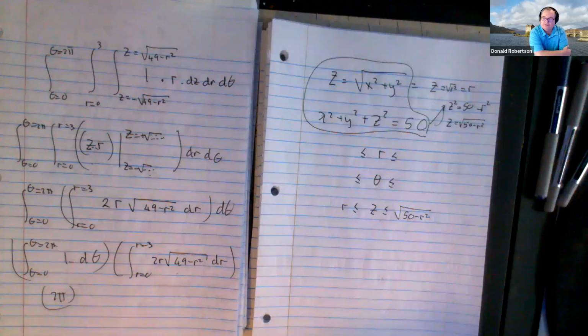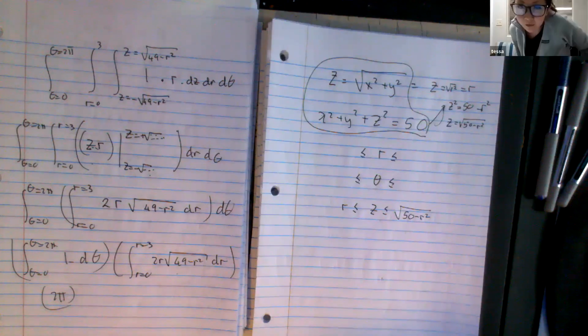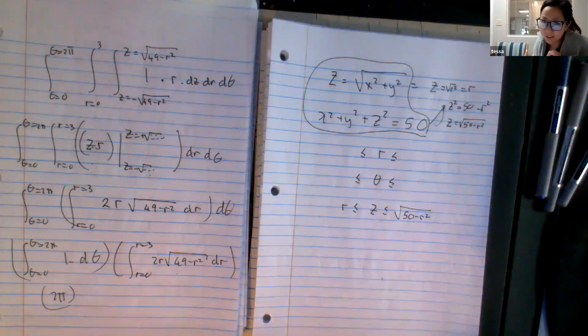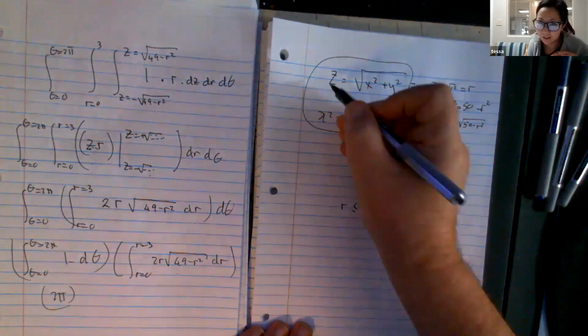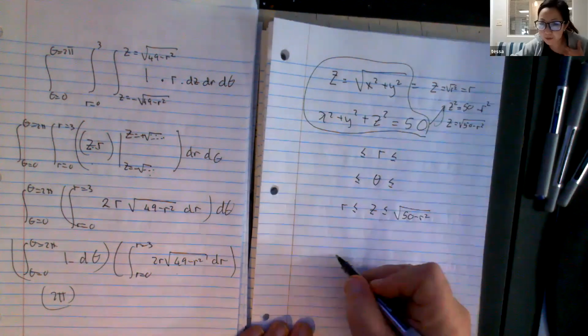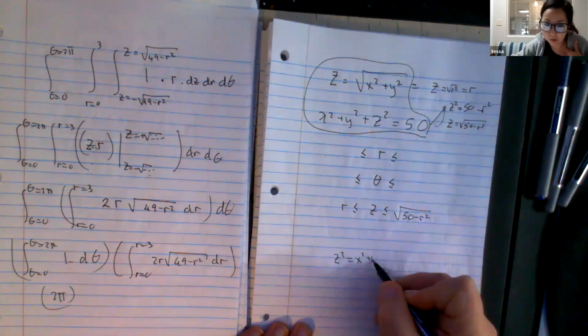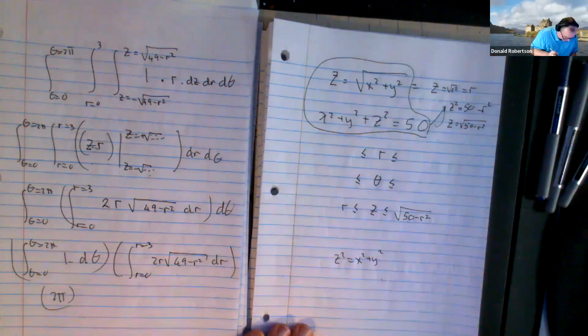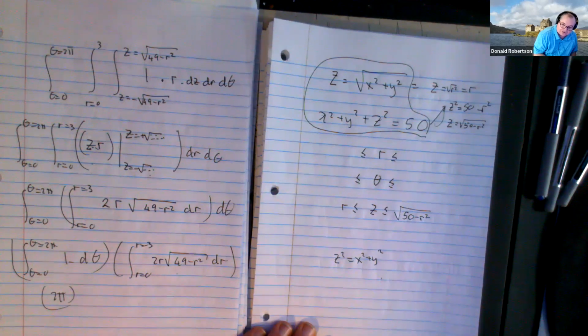Any ideas? If you square z and square the other side of it, then would our circle be from 0 to z? No, radius. I like this bit. This is good. This is a good start.